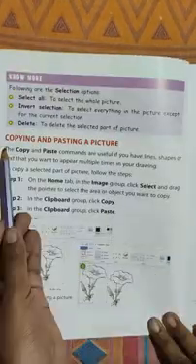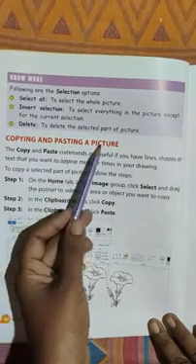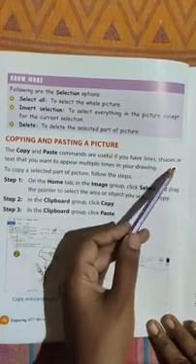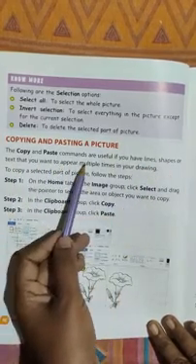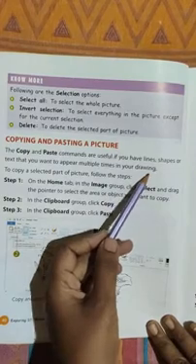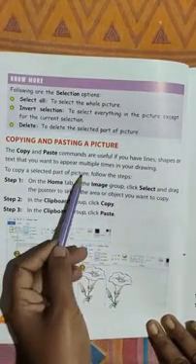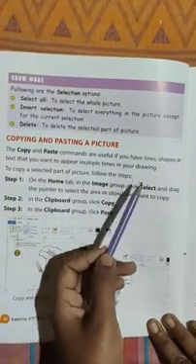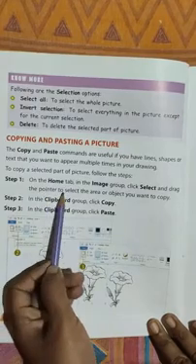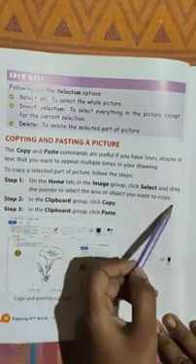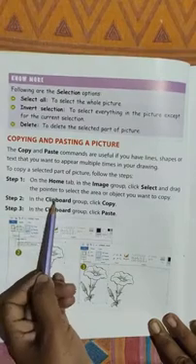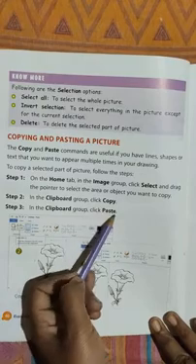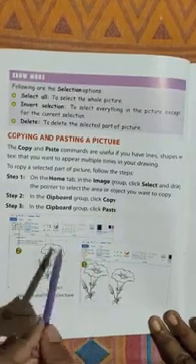Okay, now copying and pasting a picture. The copy and paste commands are useful if you have lines, shapes or text that you want to appear multiple times in your drawing. To copy a selected part of the picture, follow these steps. Step 1. On the home tab, in the image group, click select and drag the pointer to select the area or object you want to copy. Step 2. In the clipboard group, click copy. Step 3. In the clipboard group, click paste. Then your picture will be copied and pasted.